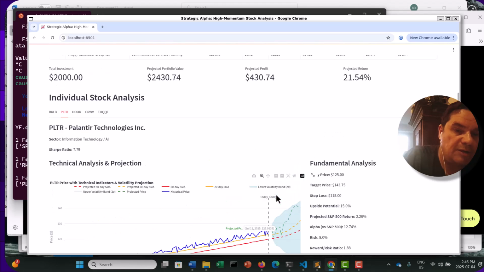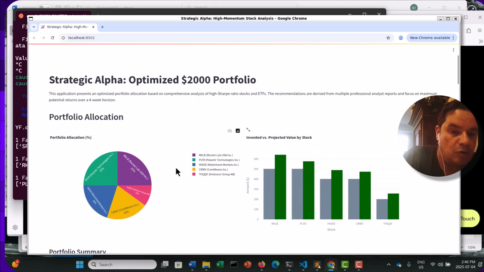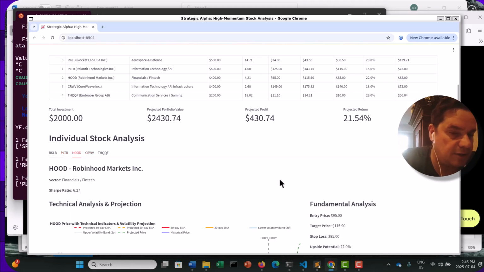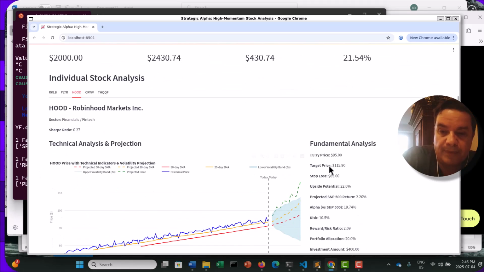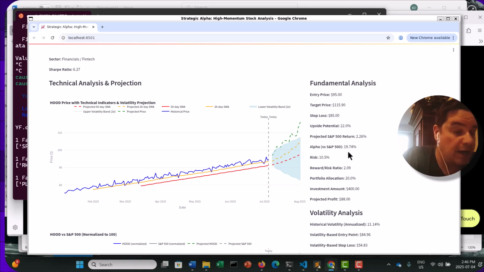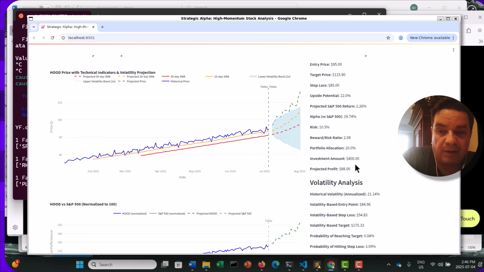The other one that's probably pretty popular, that a lot of people may not know about, is Robinhood, the trading broker. I've mentioned this in one of my clips. Here at $95, target price at $115, stop loss applied at 85, upside potential at 22%, alpha pretty high at 19.74, risk at 10.5, risk reward 2.09. These little stats here, I did not ask for them. Again, that's part of the AI and the advancement of it.